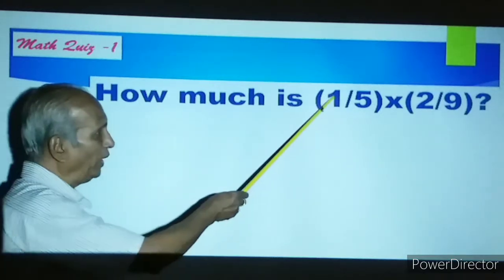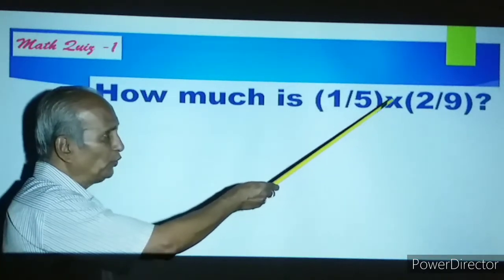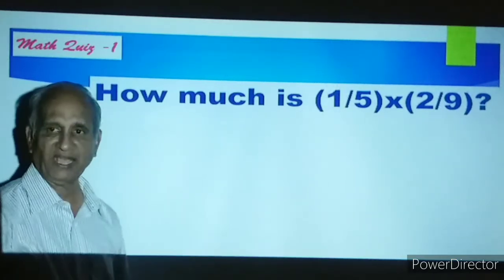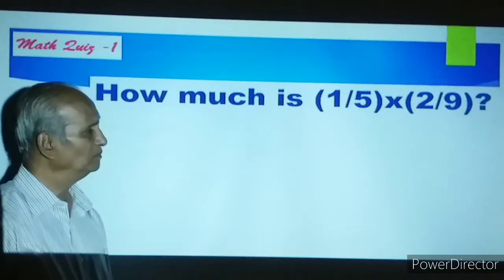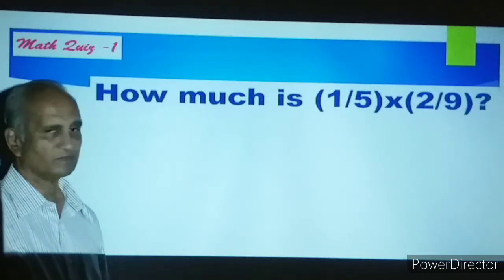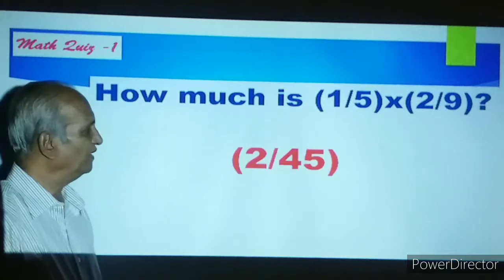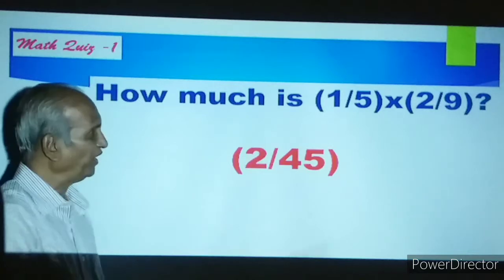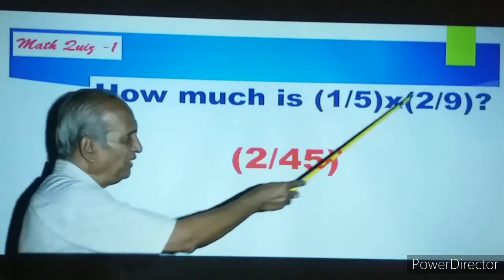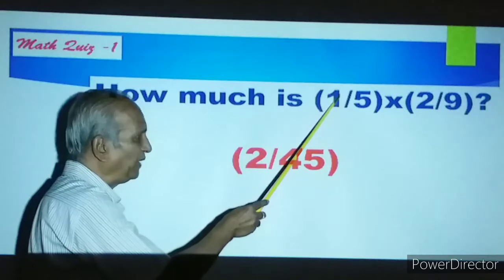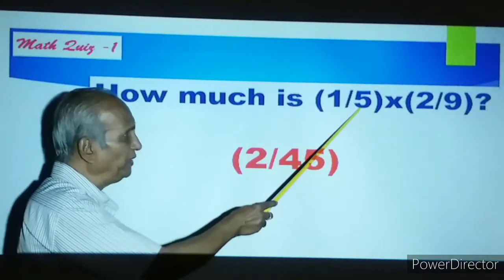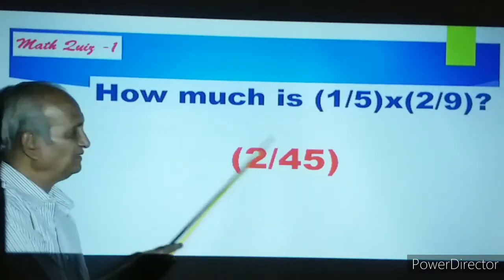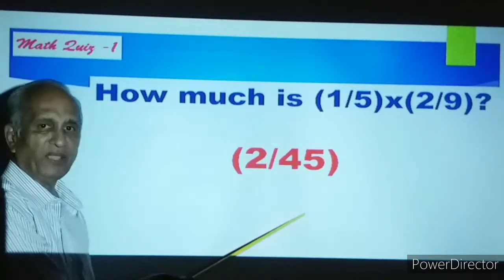How much is 1 by 5 into 2 by 9? 1 by 5 into 2 by 9. It is 2 over 45. It's simple. Write down and find out. 1 is the numerator here, 2 is here. 2 and 1 multiply. It is 2. Denominator 5 here, 9 here. 5 nines are 45. The answer is 2 over 45.